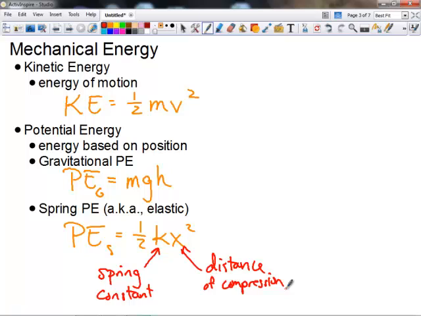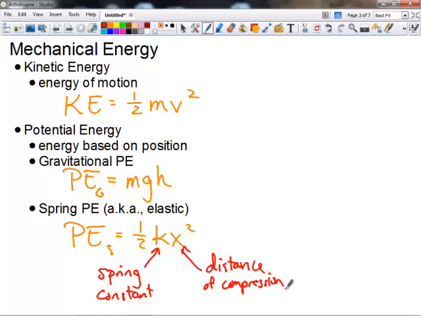Kinetic energy and spring potential energy must be positive. If you look at the terms involved, mass is never going to be negative, spring constants will never be negative, and we're squaring the other terms. Therefore, KE and spring potential are always going to be positive.